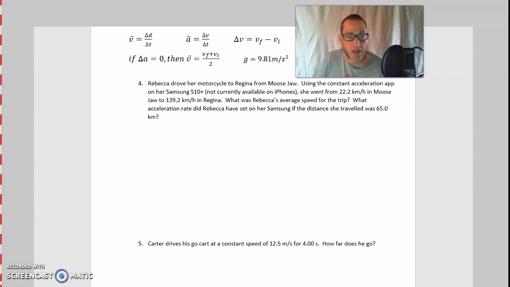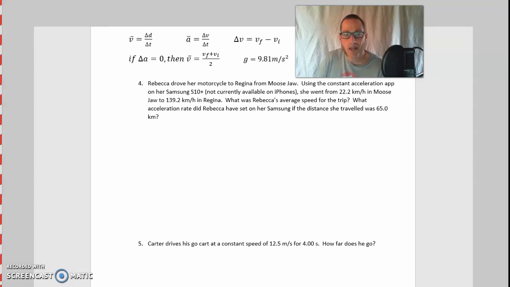Rebecca drove her motorcycle to Regina from Moose Jaw using the Constant Acceleration app on her Samsung S10 Plus, not currently available on iPhones. She went from 22.2 kilometers per hour in Moose Jaw to 139.2 kilometers per hour in Regina. So she was going relatively slow in Moose Jaw and then very, very fast in Regina by the time. And she was accelerating at a constant rate, which means you can imagine the vehicle getting faster and faster, but really slowly. The rate of acceleration is really slow here.